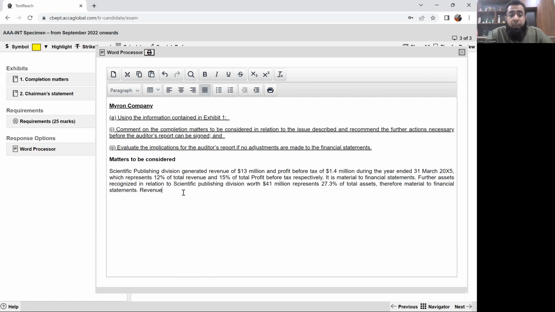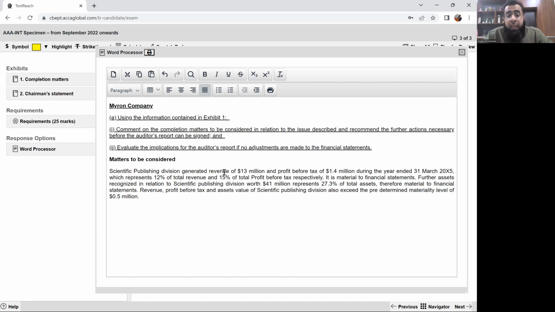Revenue, profit before tax, and assets value of the scientific publishing division also exceed the predetermined materiality level of $0.5 million. Okay, so 1 mark for commenting on materiality. One materiality level was given in the question. So we referred to that also, that it exceeds $0.5 million, and we calculated the percentages also.